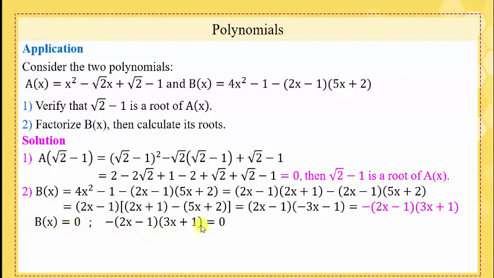Then, to calculate the roots, we put b of x equal to 0, and then we write the factored form of b of x equal to 0. Here we have a product of two factors equal to 0, so either the first factor equals 0 or the second factor equals 0. We solve the first equation, minus (2x minus 1) equal to 0, which gives x equal 1 over 2, and then we solve 3x plus 1 equal to 0, which gives x equal minus 1 over 3. So 1 over 2 and minus 1 over 3 are the roots of b of x.